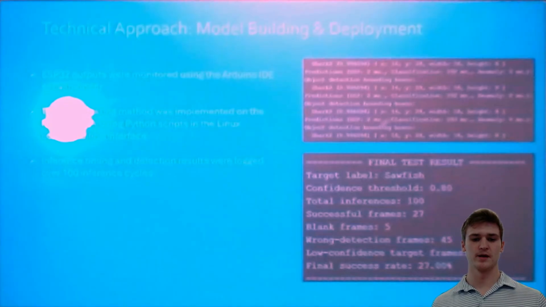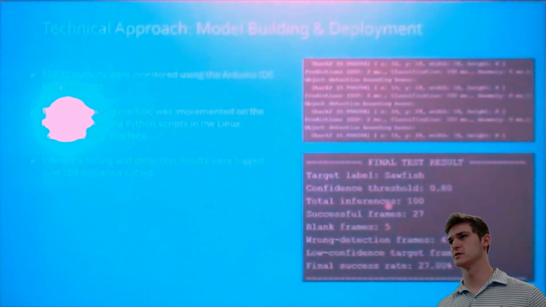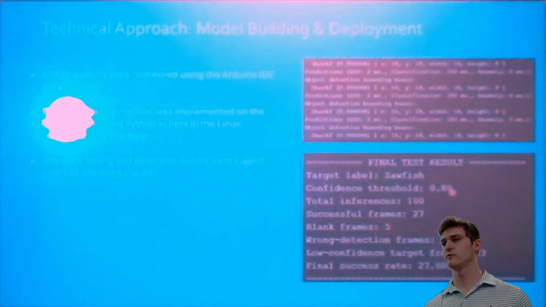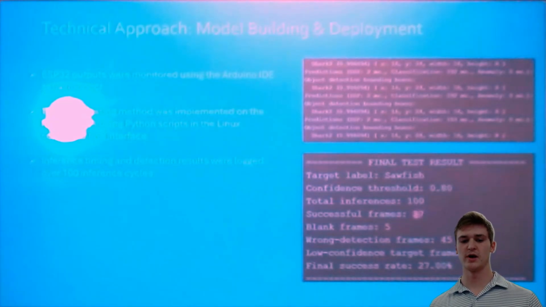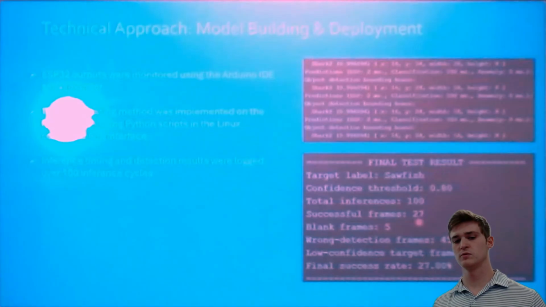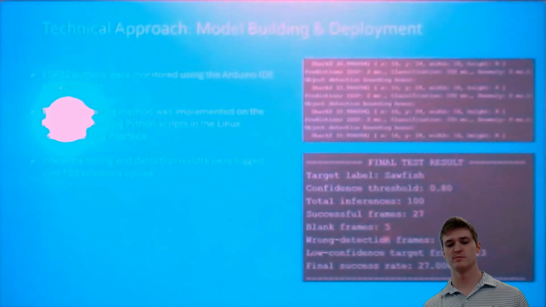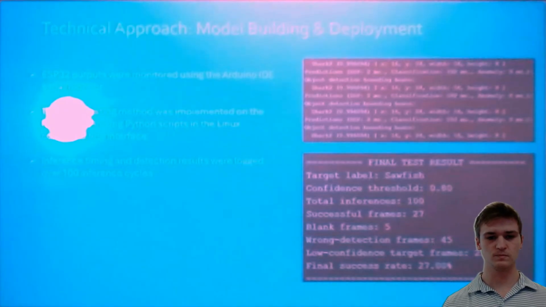Then that code was adjusted to take 100 of those inferences and set a confidence threshold of what you want it to have for each target, as well as what target you want to be detecting there. So it's going to tell you, okay, 27% of those 100 inferences are actual detections of the correct target with an above 80% confidence level. You have your blank frames and your wrong detections as well if you want a more detailed look into things.